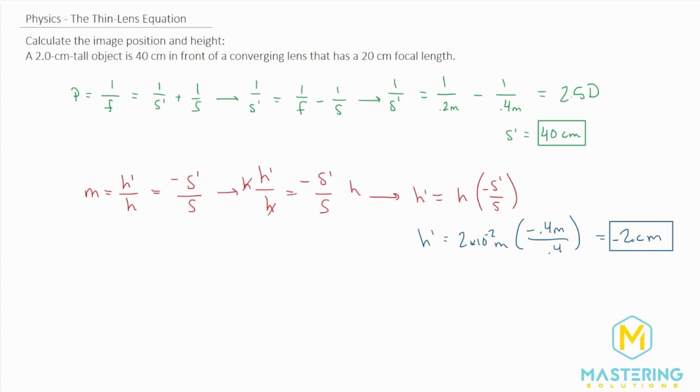And so we have a 2 centimeter tall image and a 2 centimeter tall object, and so the magnification is 1. We don't need that in this question, but just logically that's what's happening. It's the exact same size as the object, but since it's a real image, it's going to be inverted, which the negative indicates.